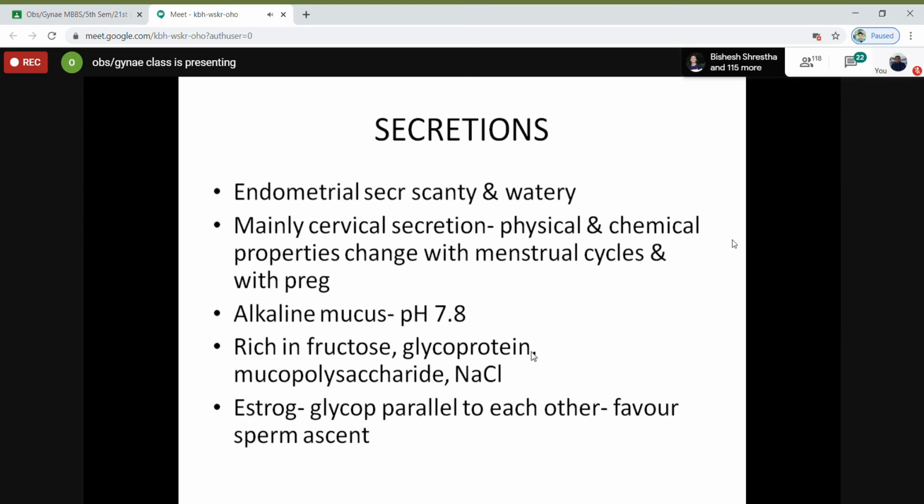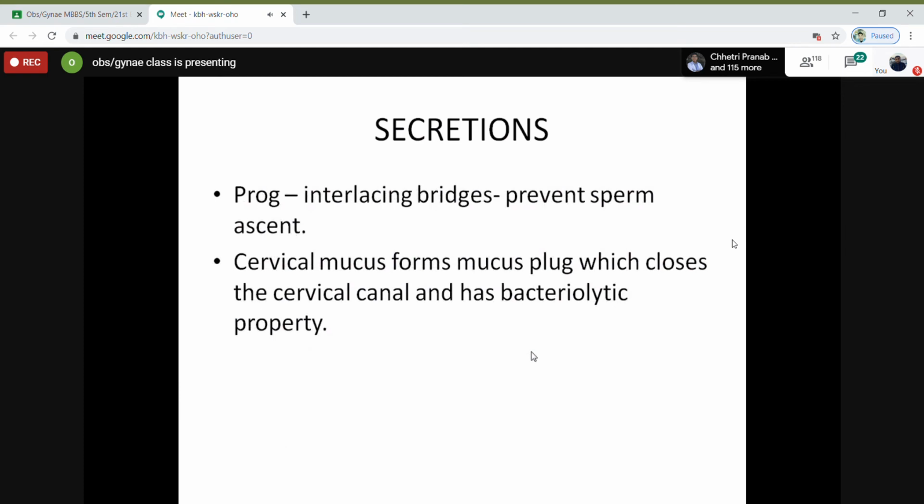Under the influence of estrogen, the cervical secretions have those glycoprotein chains going parallel to each other, so that allows sperms to go up for fertilization. Now, in the second half, it does not allow sperms to go up. So ascent of sperm is inhibited under progesterone. Progesterone causes the glycoproteins to become interlacing and it prevents sperm ascent.